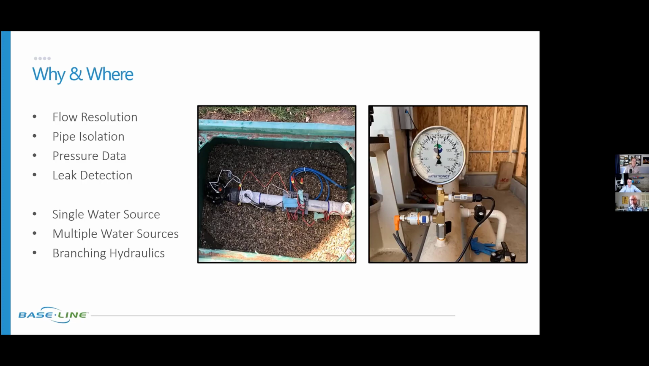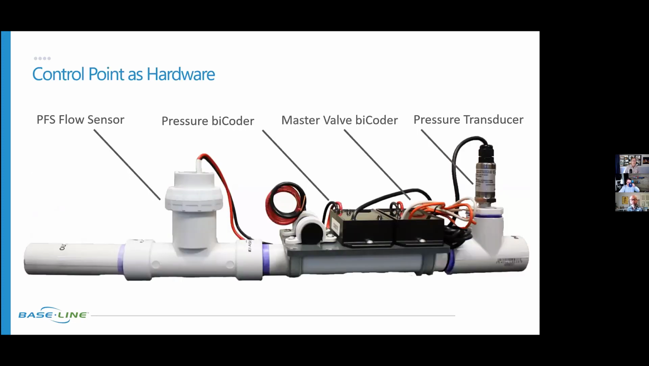Brilliant. Okay. So these are fitting on a couple of different types of systems, and it's nice to know there's lots of options on how to make this fit. So you just showed us the piece of hardware. So control point can be a piece of hardware. So just to reiterate, we've got the flow sensor, the pressure bicoder, the master valve bicoder, and the pressure transducer, all assembled like this in the factory, right? So if you purchase this control point PFS part number, this is exactly what you would get. All these components assembled at the factory, glued, spliced, one single wire output.